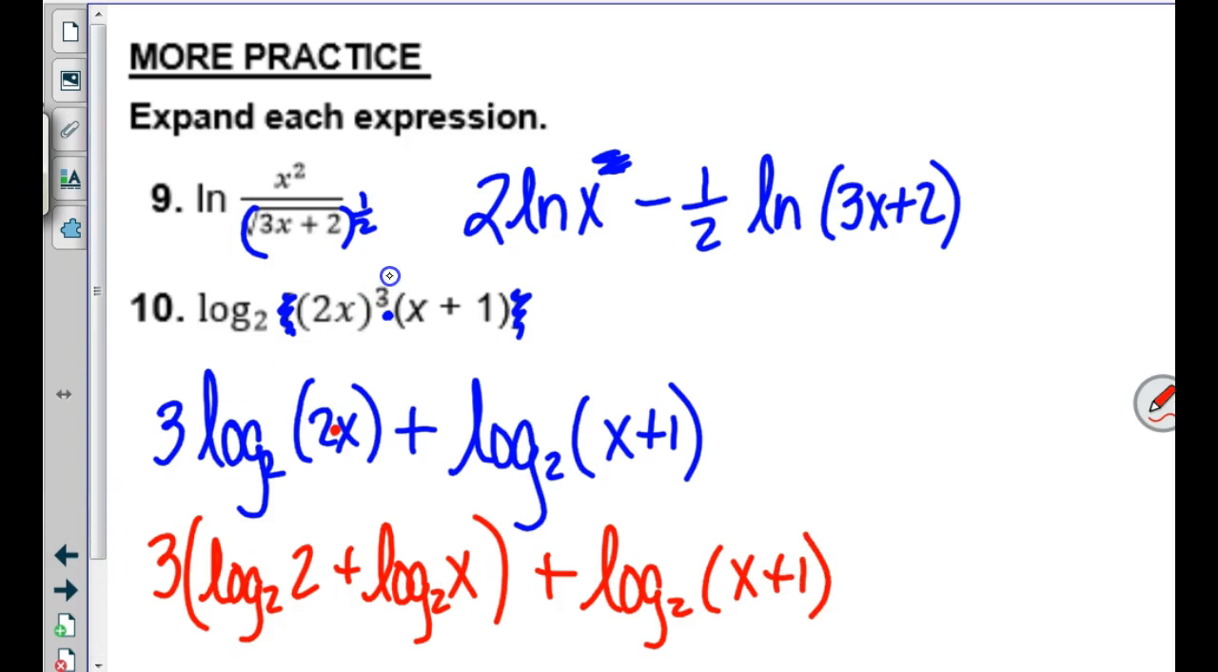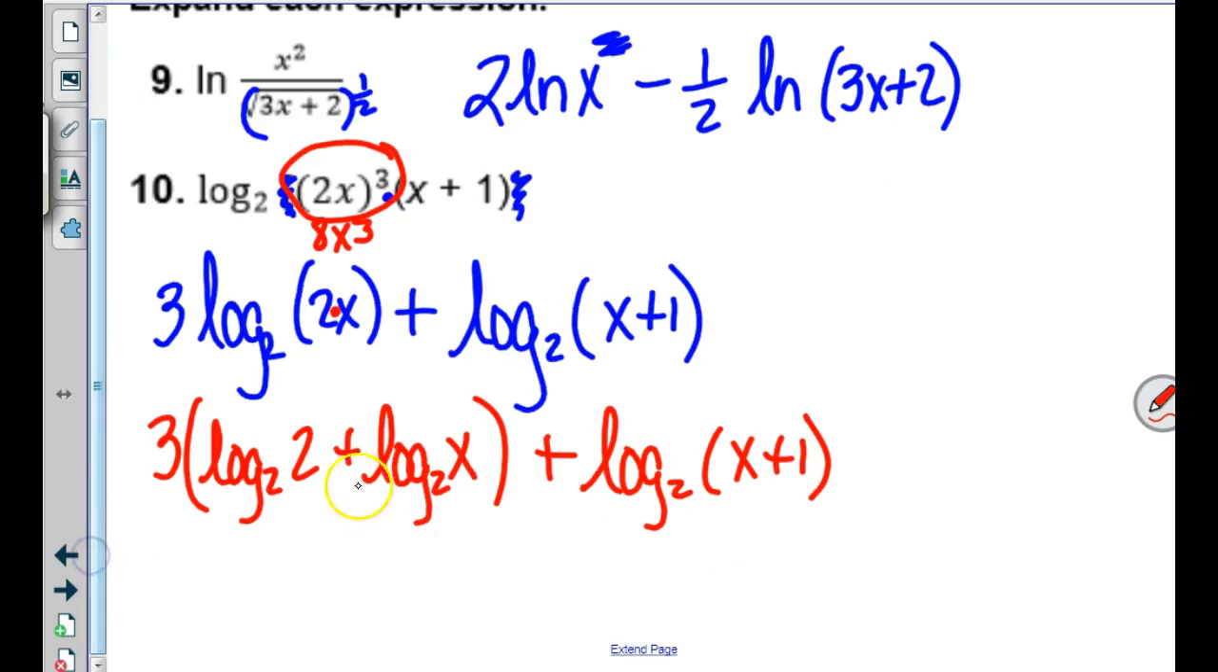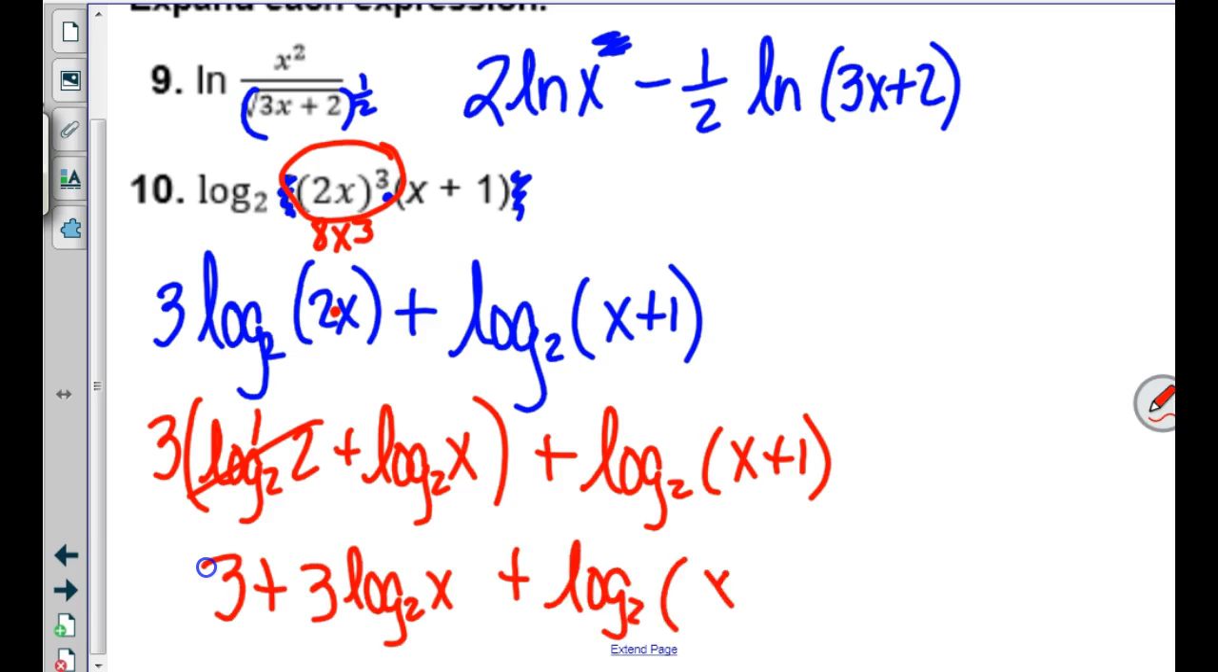Or we could have back here simplified this to a what? What is 2x quantity cubed? Yes, 8x cubed. So we could have changed this all to log base 2 of 8 plus log base 2 plus 3 log base 2 of x. What is log base 2 of 2? 1. So we could have just written 3 plus 3 log base 2 of x plus log base 2 of x plus 1. Yeah, too much craziness going on there.